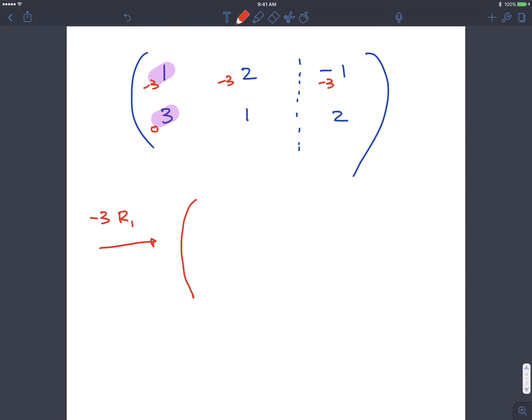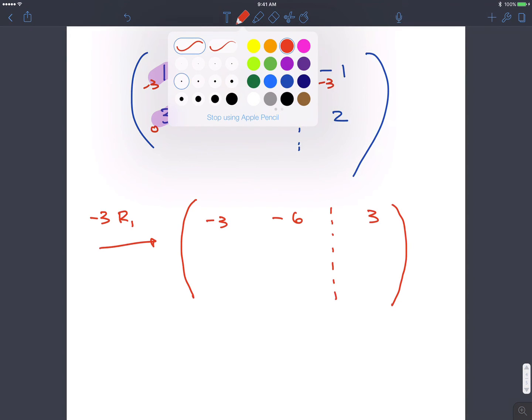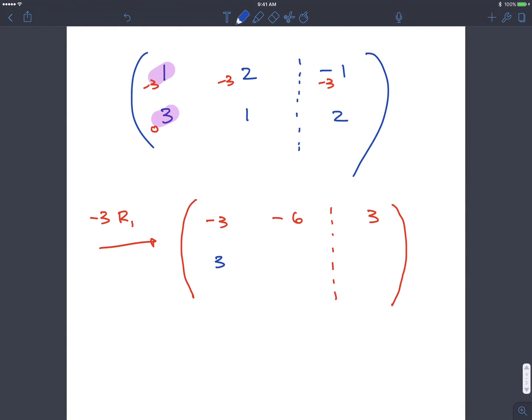So negative 3 times 1 is negative 3. Negative 3 times 2 is negative 6. Negative 3 times negative 1 is positive 3. I changed row 1, and I didn't multiply anything to row 2. So this is still 3, and this is 1, and this is 2. Now here's what I was really getting at. Yes, I can change an entry in a row by multiplying it by a non-zero number. Non-zero simply means not 0.